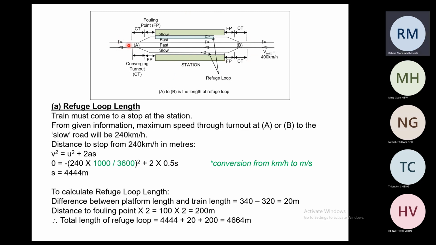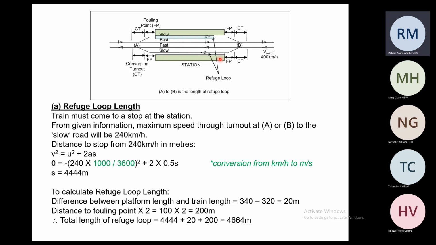So these are your main lines, and the speed here is 400 kilometers per hour, whether it's going in this direction or the other direction. Both main lines have the same speed, 400 kilometers per hour. Now you have the station here.